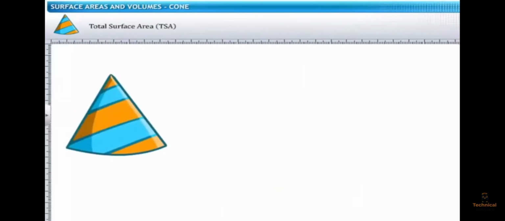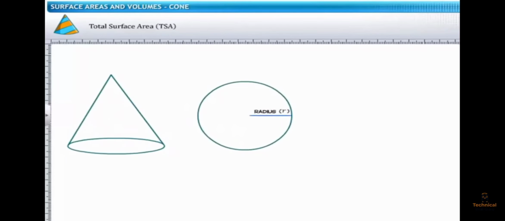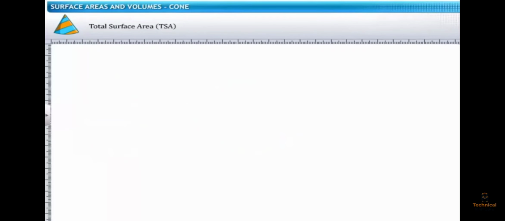Next, let's calculate the area of the base. The area of the circular base is calculated as pi r squared. Taking pi r as the common factor, the formula can be written as shown.